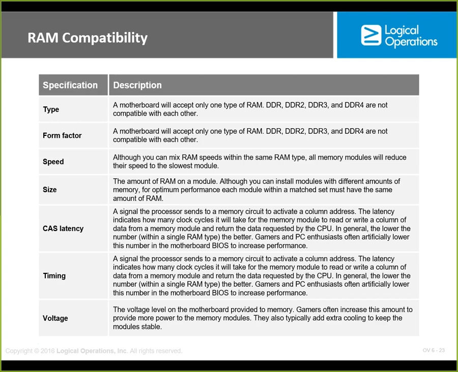Motherboard form factor will accept one type of DDR; they are not compatible with each other. Speed: we can mix the speeds with the same RAM type. All memory modules will reduce to the lowest speed, and you need to look at the motherboard documentation to see which RAMs actually are compatible with it. Not everything's going to be, but if you have multiple speeds available, then it's going to regress to the lowest speed module that you put in.